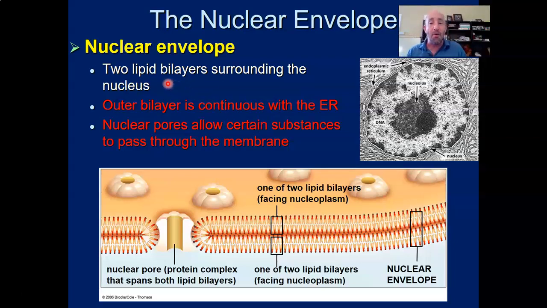Okay? So what you need to know about the nuclear envelope. There are 2 lipid bilayers that surround the nucleus, 4 phospholipids thick. And those phospholipids are the same as the phospholipids around the cell membrane. They have the polar heads that like to interact with water and the tails that are hydrophobic and don't like reacting with water. Okay? So 2 lipid bilayers surround the nucleus.